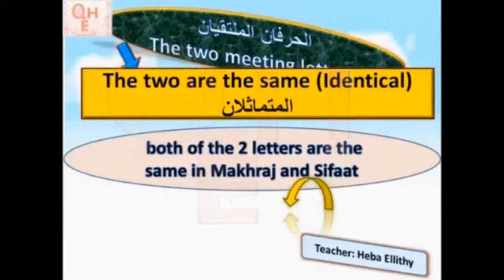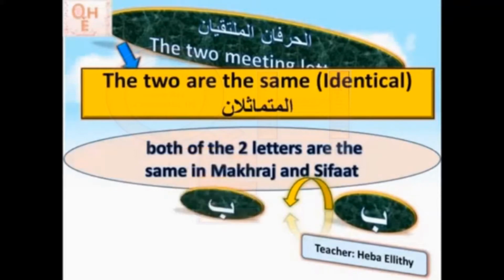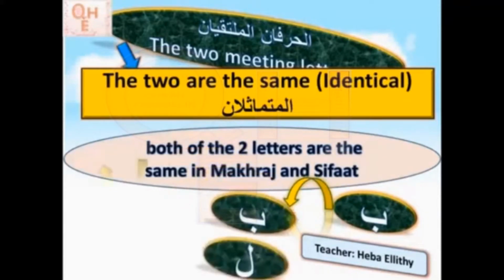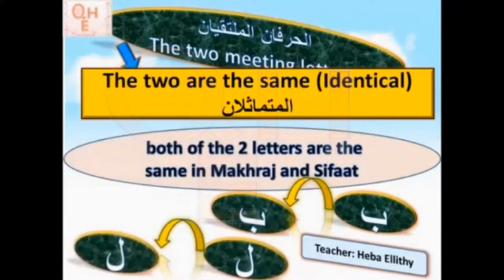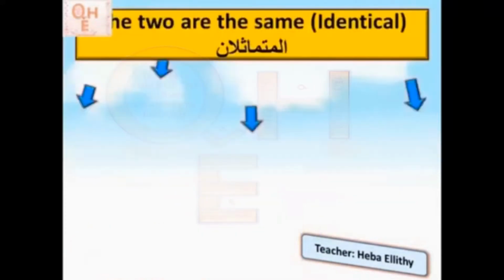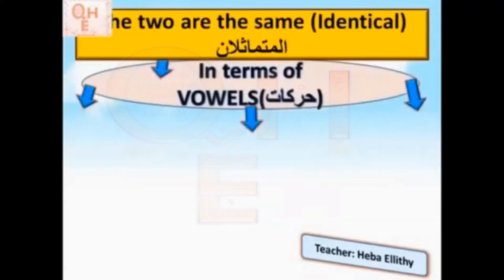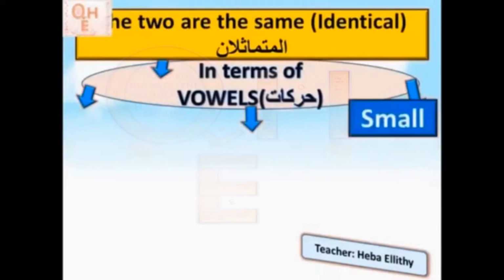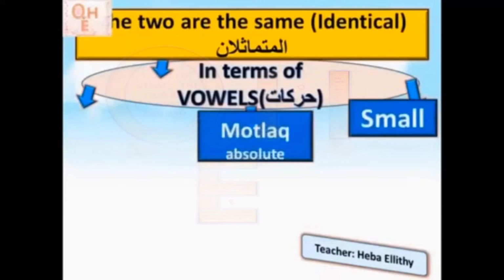Okay, so in the end, identical letters means the same letter: ba and ba, ta and ta, kaf and kaf, lam and lam, noon and noon, mim and mim. So ba followed by ba, or lam followed by lam, or any letter followed by the same letter. We said we separate them by the harakat, the vowels. We separate for a small, صغير, and for مطلق, absolute, and for كبير, big.